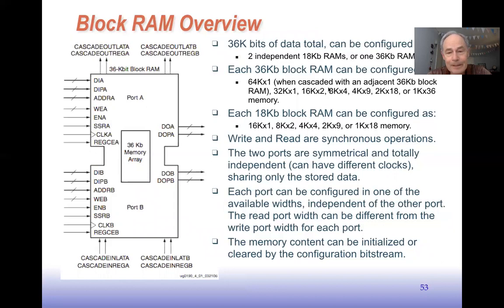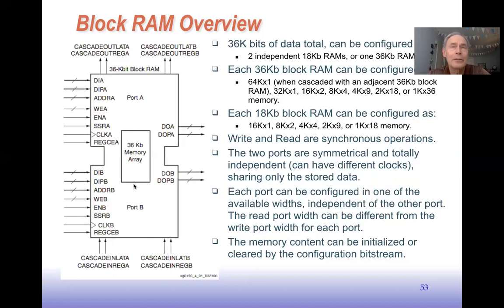And the nice thing about it is there's lots of flexibility in the width and depth, right? So we can trade off the depth for the width. So each 32K bit block could be either 64K bit by one, or it could be 32K by one, 16K by two, 8K by four, et cetera. So you can see you can make it less deep, but make it wider, right? And that's all configurable.